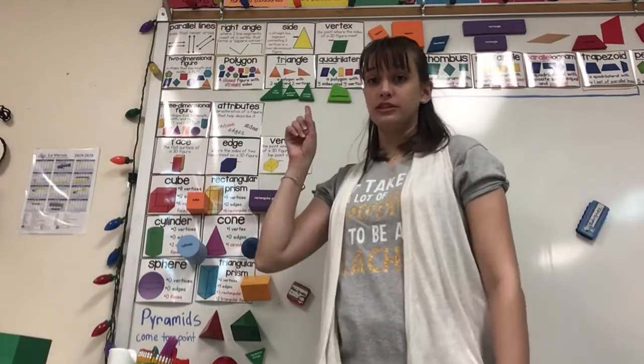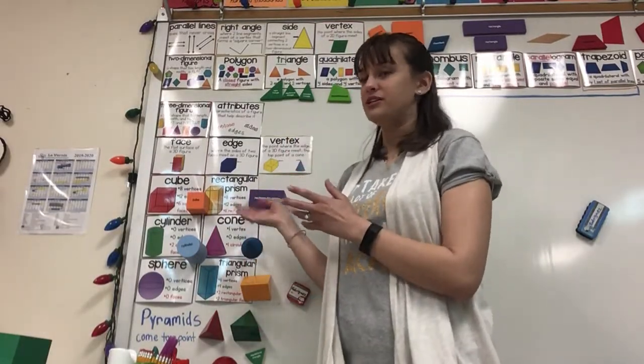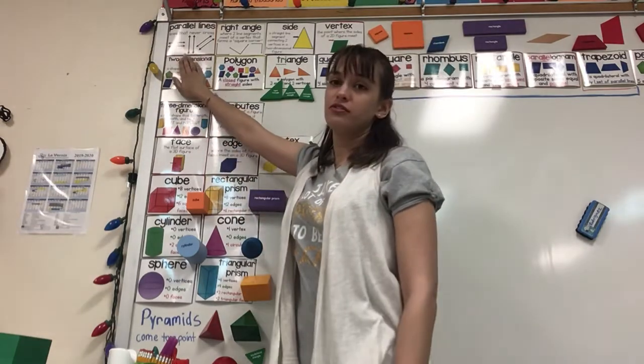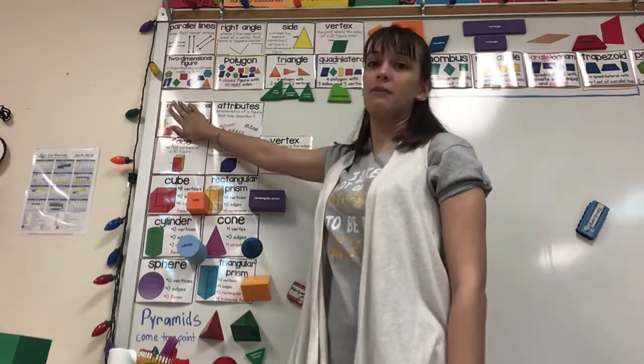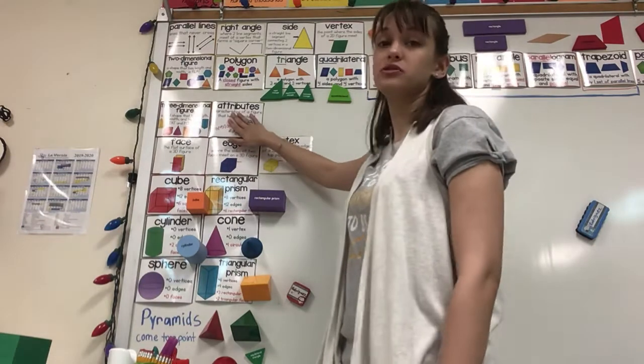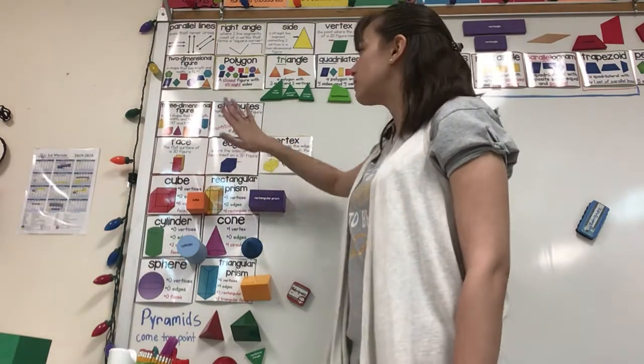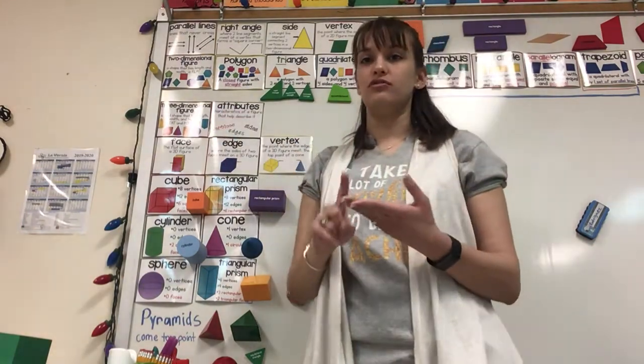So we just did 2D shapes. Let's continue on with 3D shapes. Two-dimensional figures are flat, but three-dimensional figures pop out. So attributes are what describes the shape. You can describe it with the number of faces, edges, and vertices.